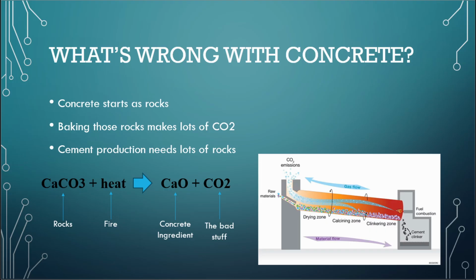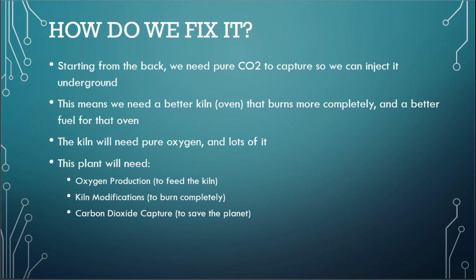So cement has two CO2 sources: burning fuel for heat and the rock itself breaking down. Because we make so much cement worldwide, those emissions add up fast. So, how do we fix it?